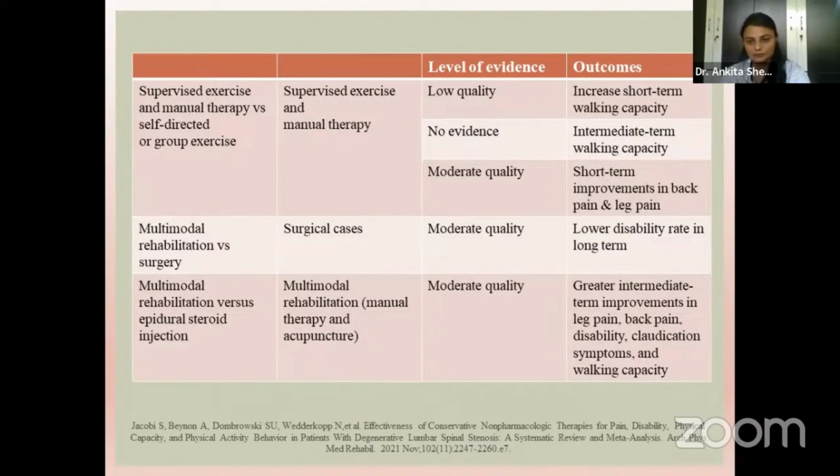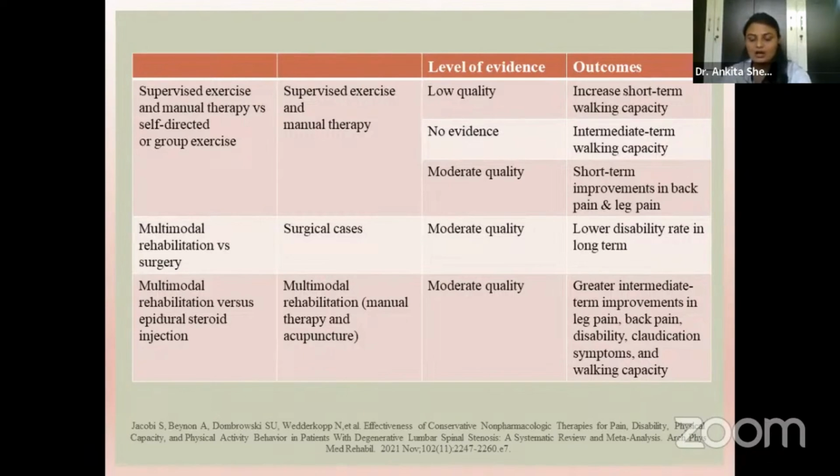exercise and manual therapy. Next, when they compared multimodal rehabilitation versus surgery, surgical cases had better outcome with moderate quality evidence with a lower disability rate in long term.